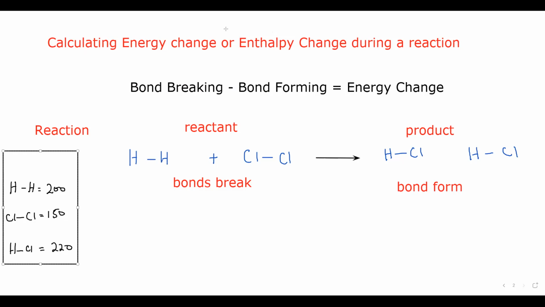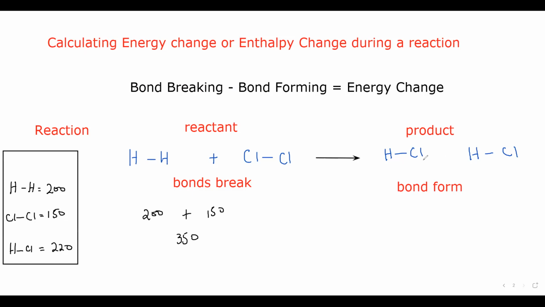So how do we calculate the energy change during a chemical reaction? First, the bond breaking side: we have hydrogen-hydrogen, which is 200, plus chlorine-chlorine. How much energy is there for chlorine bonded with another chlorine? That is 150. So 200 plus 150, the bond breaking is 350.